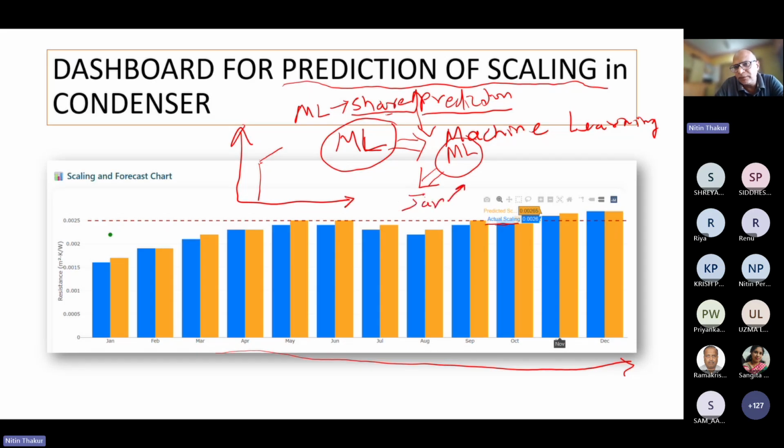this particular share price last year was like this. So this year it will be like this, like whatever.